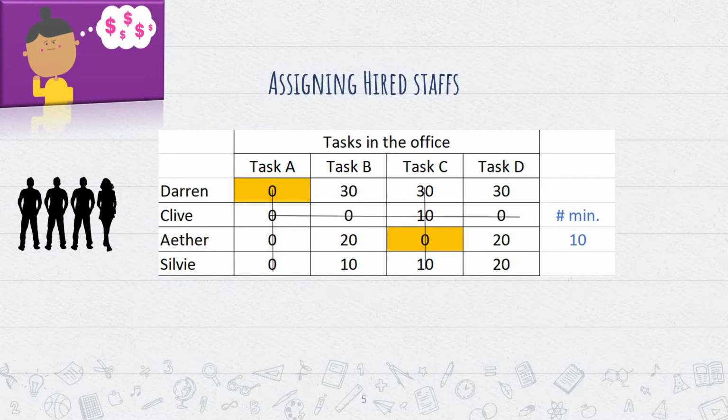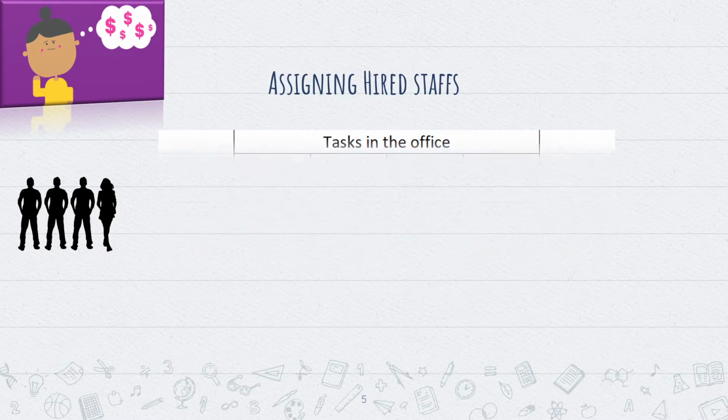If the number isn't met and the optimal allocation is not found, you need to subtract the smallest number among the cells that are not marked, which is the number 10 here in this table. The number 10 is also added to the intersected number lines.